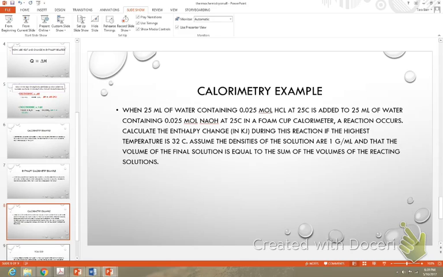I also tell you to assume the density of the solution is 1 gram per milliliter, water is 1 gram per milliliter, and the volume of the final solution is equal to the sum of the volumes of the reacting solutions. Sounds overly complicated. It's not at all. You have to eliminate most of that stuff. I've given you a lot of extraneous information. Let's look at our knowns.